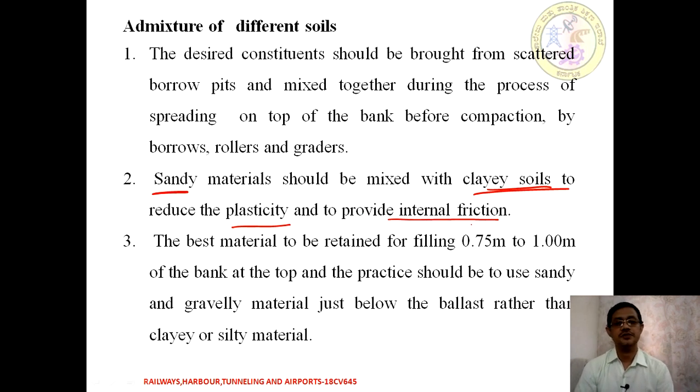The best material to be retained for filling the top 0.7 to 1 meter of the bank, and the practice should be to use, is sand or gravel material, because as we know it is good in drainage, good in internal friction, and has good stability. So other than clay or silt, we usually prefer sandy soil or gravel.